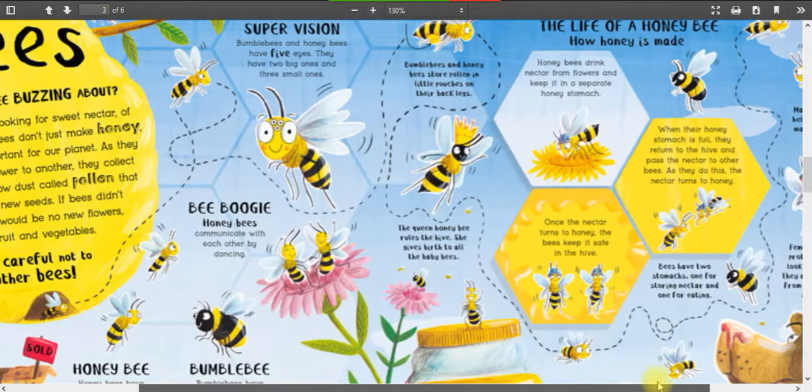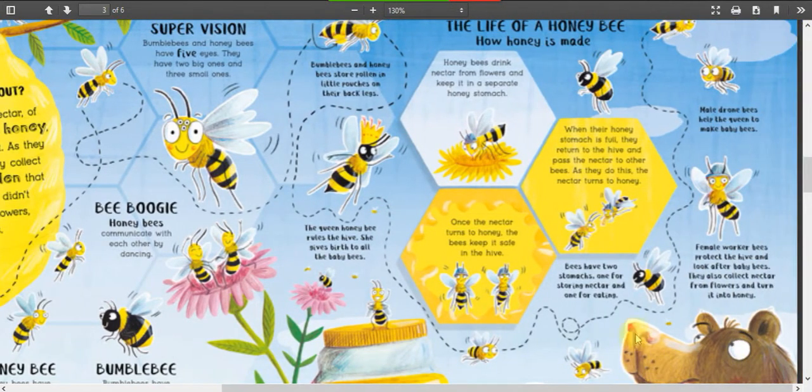Let's drag this across. This says the life of a honeybee, how honey is made. And then we get 3 different parts of their life. It says, honeybees drink nectar from flowers and keep it in a separate honey stomach. When their honey stomach is full, they return to the hive and pass the nectar to other bees. As they do this, the nectar turns to honey. Once the nectar turns to honey, the bees keep it safe in the hive.